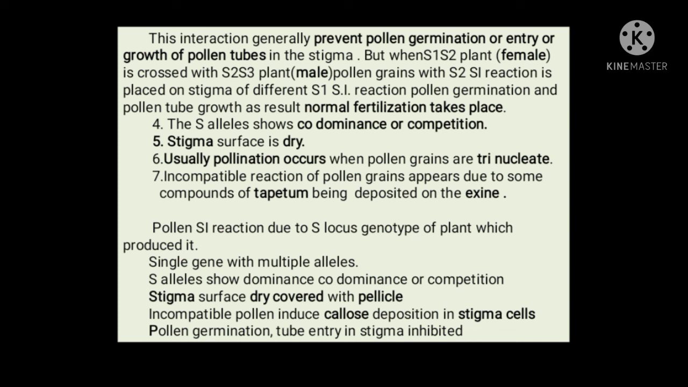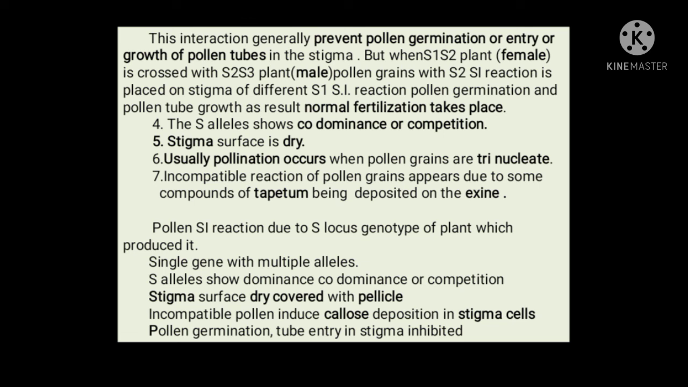But when an S1 S2 plant, the female, is crossed with an S2 S3 plant, the male, the pollen grains with S2 SI reaction are placed on the stigma of different S1 SI reaction, so there is pollen germination and pollen tube growth. As a result, normal fertilization takes place. The S alleles show codominance or competition. The stigma surface is dry.